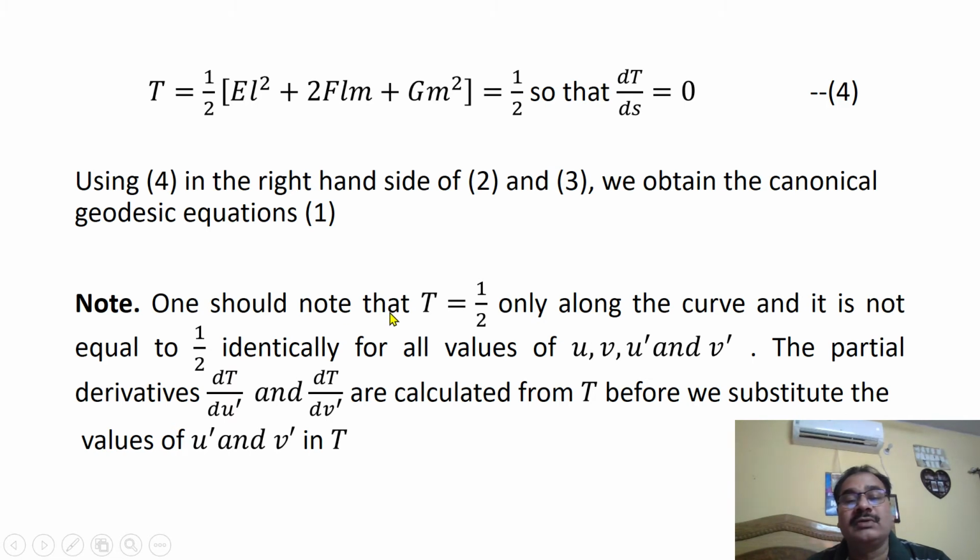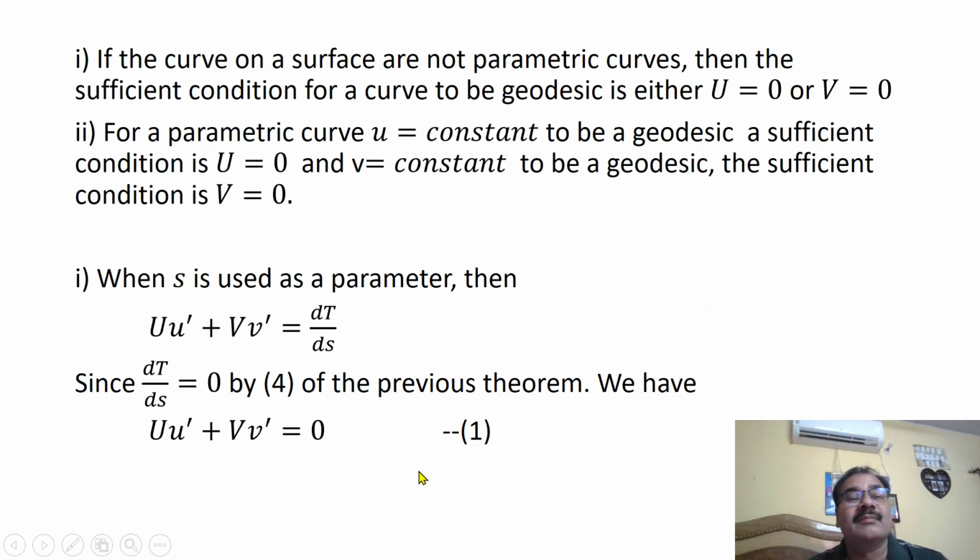One should note that capital T is equal to half only along the curve, and it is not equal to half identically for all values of u, v, u dash and v dash. The partial derivatives dT by du dash and dT by dv dash are calculated from capital T before we substitute the values of u dash and v dash in capital T.